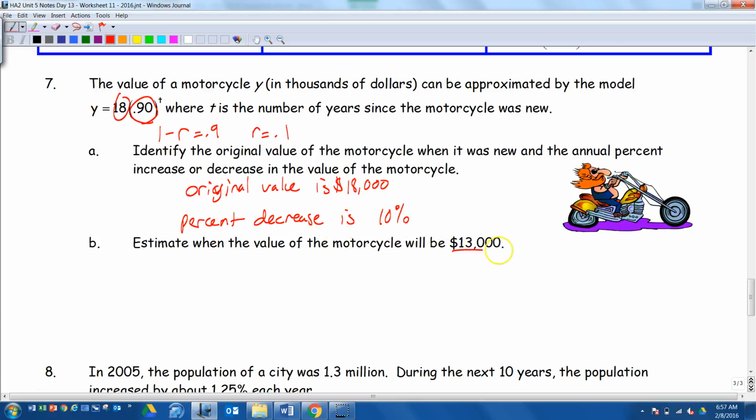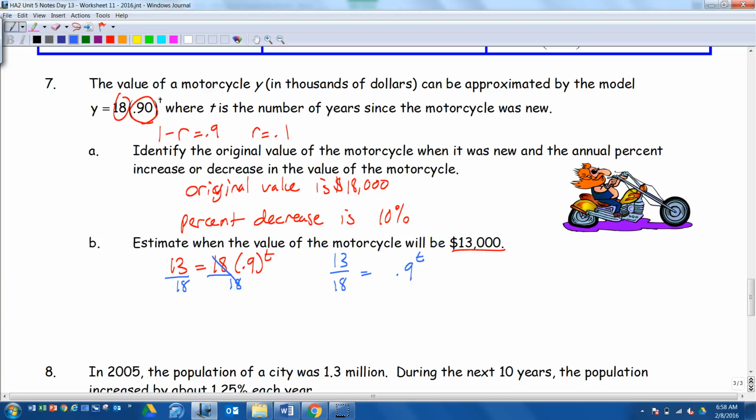Estimate when the value will be 13,000. So now I want to know when y is 13, because we're in thousands. 18 times 0.9 to the t. So here's what you do. You want to get the exponential function by itself, so we're going to divide by 18. Those go away, and you get 13 over 18 is equal to 0.9 to the t.